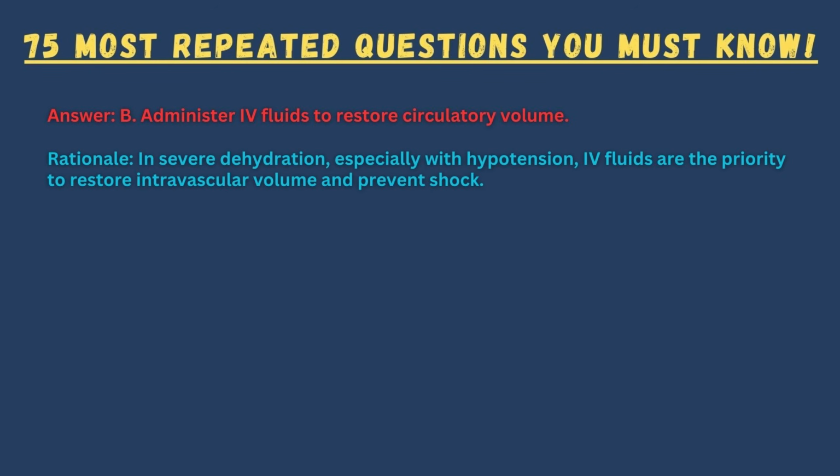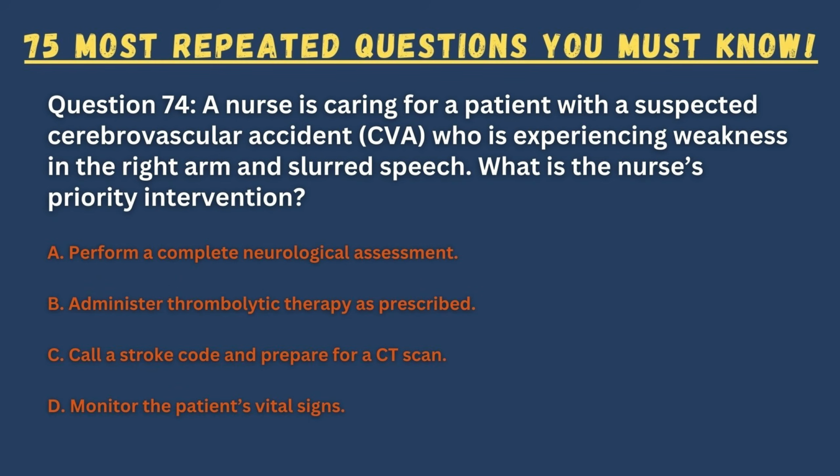Answer: B. Administer IV fluids to restore circulatory volume. Rationale: in severe dehydration, especially with hypotension, IV fluids are the priority to restore intravascular volume and prevent shock. Question 74. A nurse is caring for a patient with a suspected cerebrovascular accident, CVA, who is experiencing weakness in the right arm and slurred speech. What is the nurse's priority intervention?